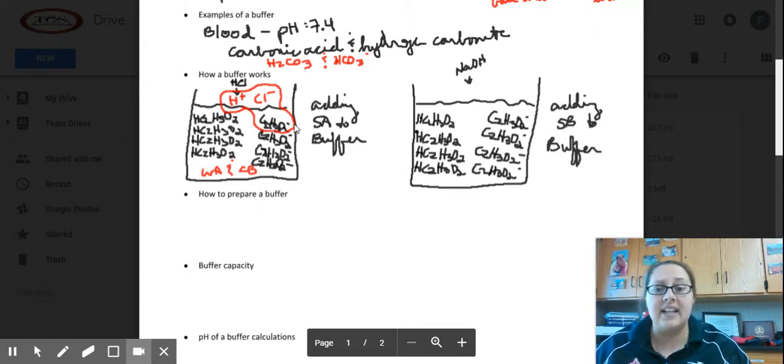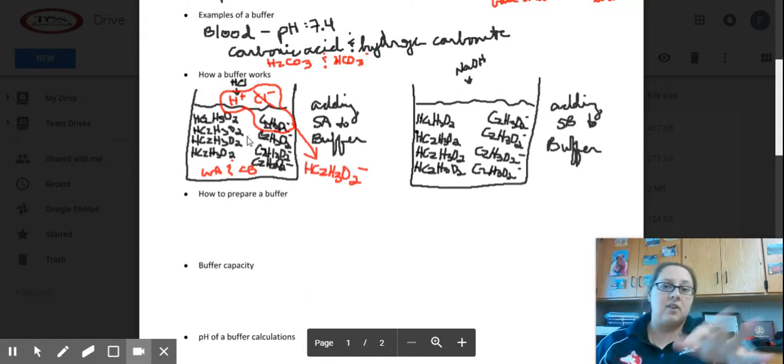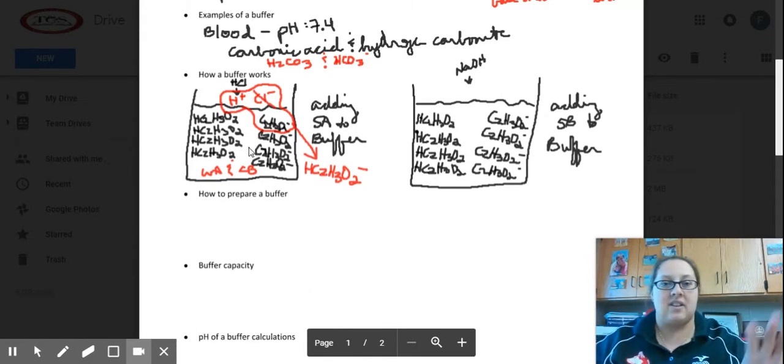When it does so, let's figure out what it's going to make. The H plus and the C2H3O2 minus are going to come together, so we'll have HC2H3O2 produced. The Cl minus here is just a spectator ion, so it's going to be floating around in the water, just chilling in the solution there.